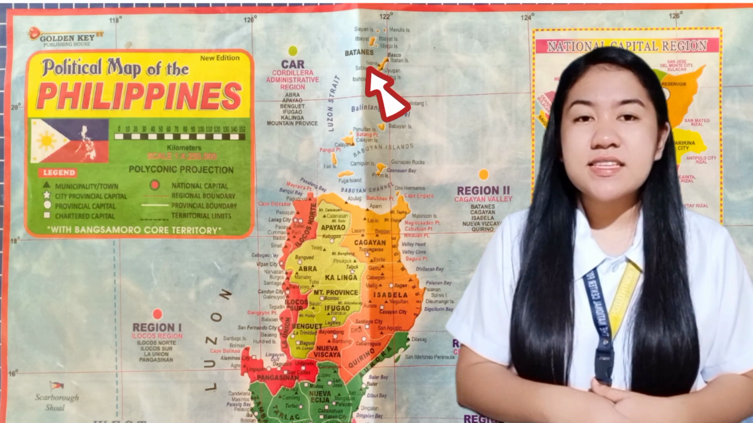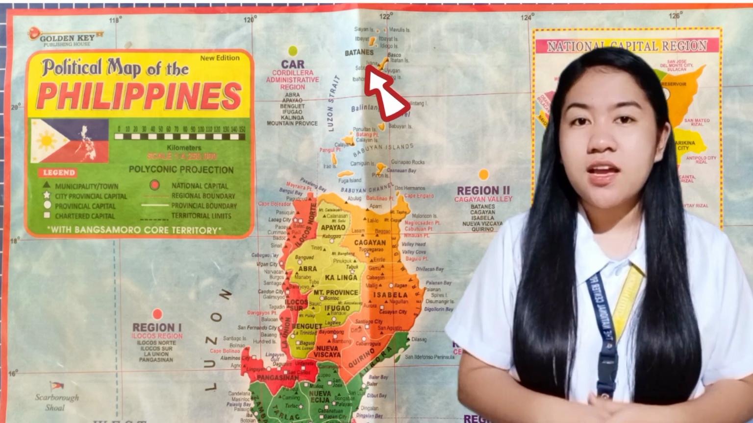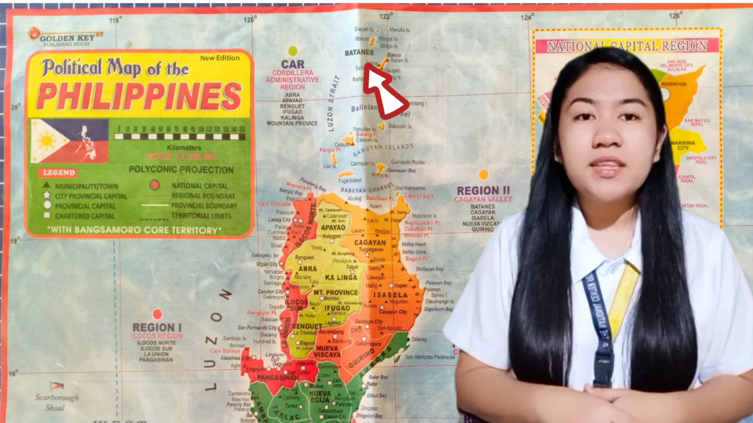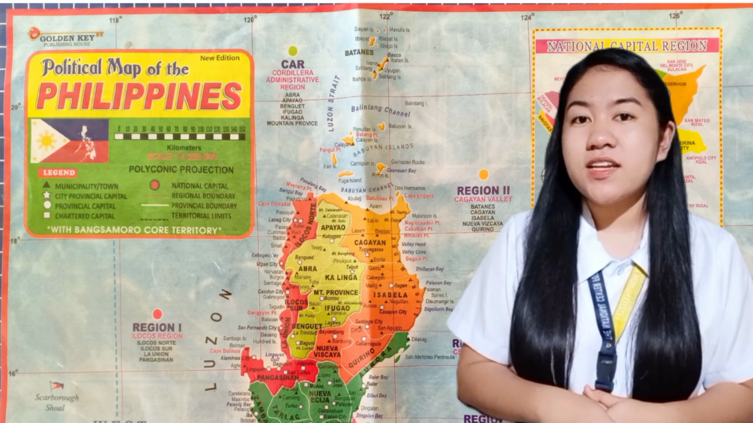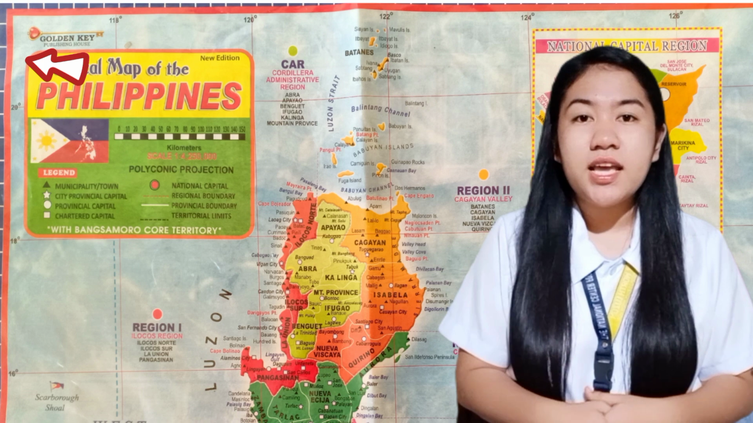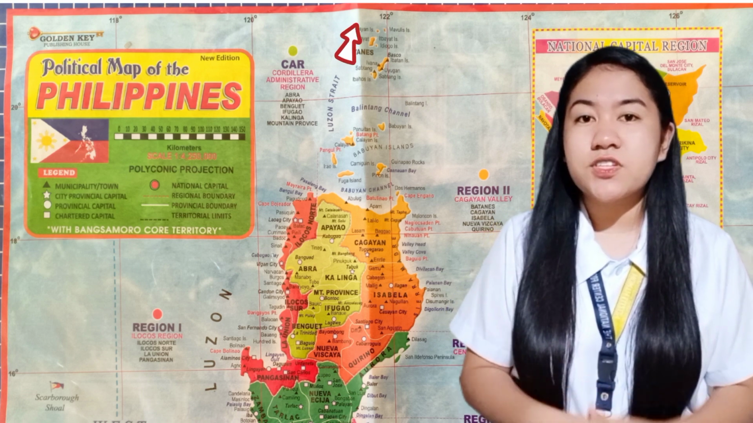Now, let's try to find the absolute location of some provinces here in the Philippines. The first one is Batanes. Batanes is a province in the Philippines situated in Cagayan Valley region, occupying the northeastern section of Luzon. The capital is the municipality of Basco. Its absolute location is 20.4485 degrees north, which is the latitude, and 121.9708 degrees east, which is the longitude.